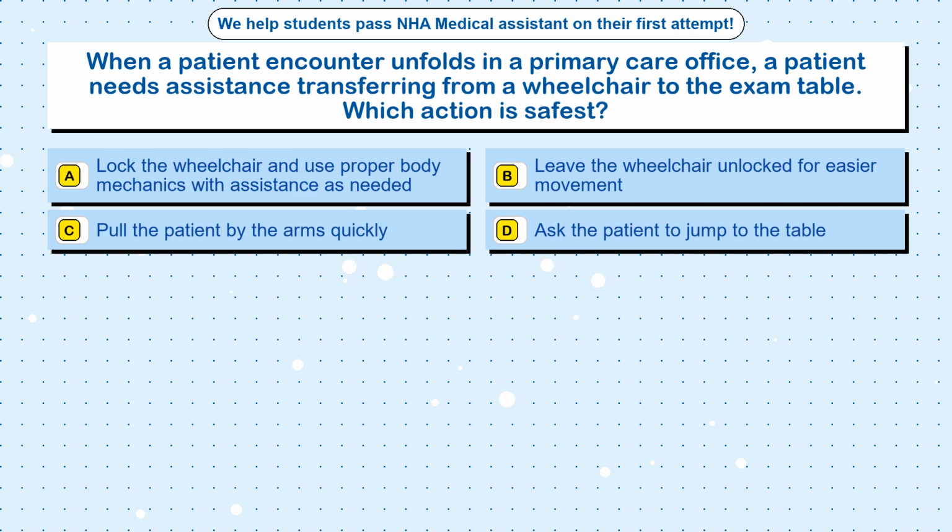Question 16. When a patient encounter unfolds in a primary care office, a patient needs assistance transferring from a wheelchair to the exam table. Which action is safest? Option A, lock the wheelchair and use proper body mechanics with assistance as needed. Option B, leave the wheelchair unlocked for easier movement. Option C, pull the patient by the arms quickly. Option D, ask the patient to jump to the table.